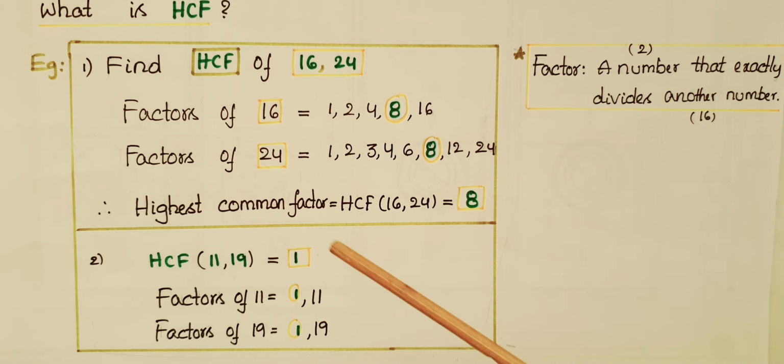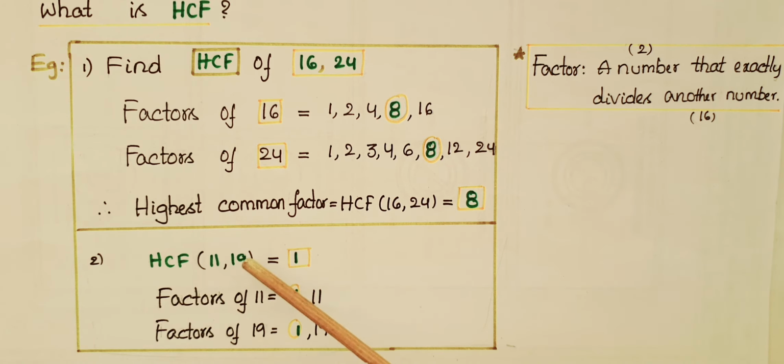This is another example. HCF of 11 and 19 we can directly write as 1, because here factors of 11 are 1 and 11 and factors of 19 are 1 and 19. So 1 is the highest common factor of 11 and 19.